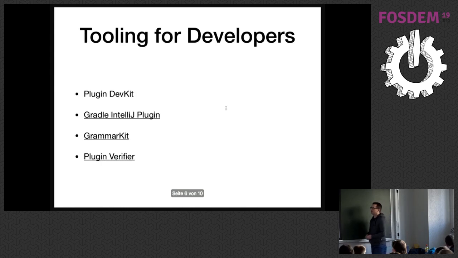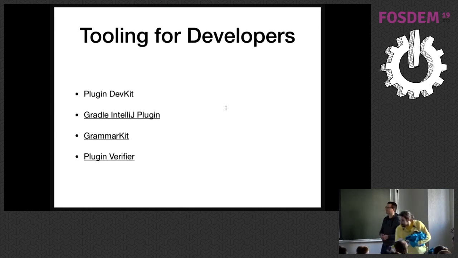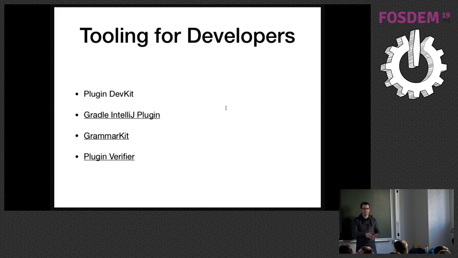So now we come to the interesting developing parts. These are the points I want to show to you today. So the plugin development kit is, of course, a plugin in IntelliJ, which helps you write plugins in IntelliJ. The Gradle IntelliJ plugin is actually a plugin for the Gradle build system, which helps you write plugins for IntelliJ. So you can use Gradle, and actually we highly recommend doing so now. I will show a bit more details later.